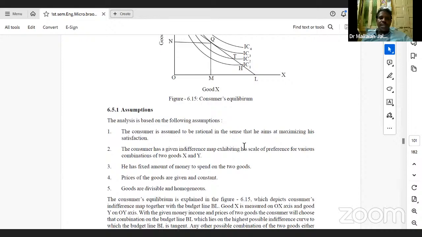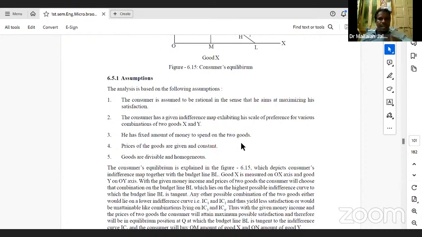And another assumption: he has a fixed amount of money to spend on the two goods. What does it mean? Given income, there is no increase or decrease in the income level. Income is constant. If income is changing, then the satisfaction levels will also be different. So that is the reason why we are making these assumptions, assuming that income is constant.